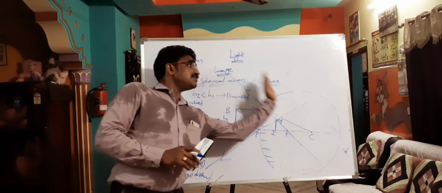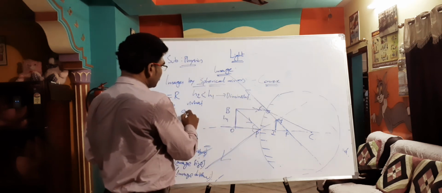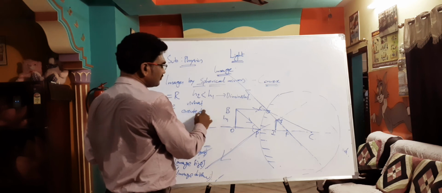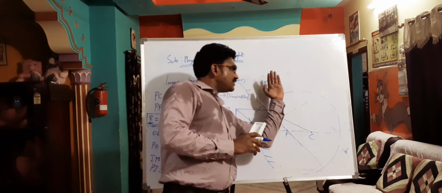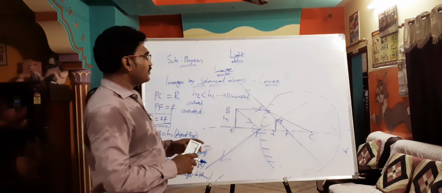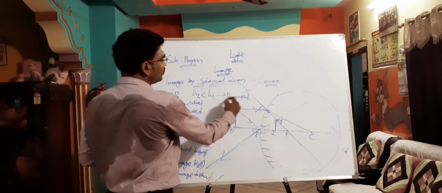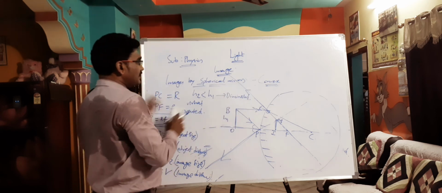The object is like that, the image is also like that. It is formed behind the mirror, so it is erect. The object is above the principal axis, and the image is also above the principal axis, so you are getting diminished images. So on a convex mirror you are going to get diminished, virtual and erect images.